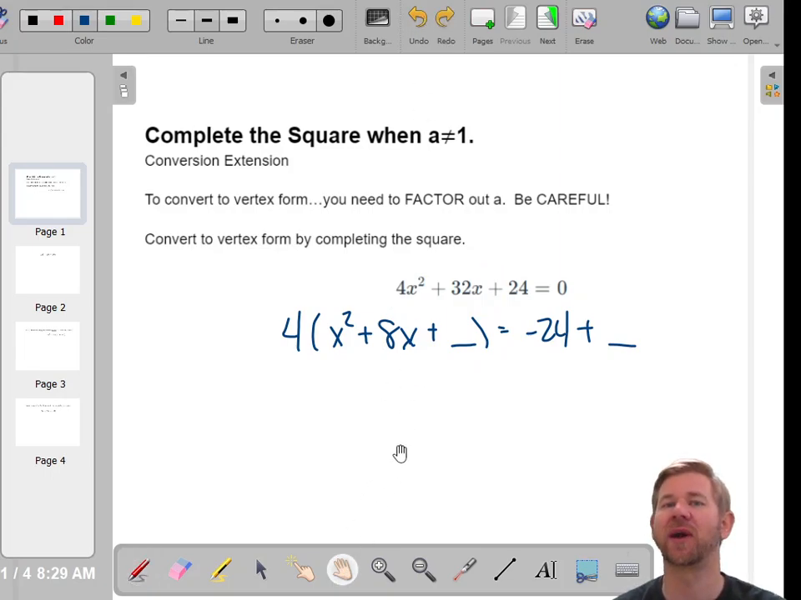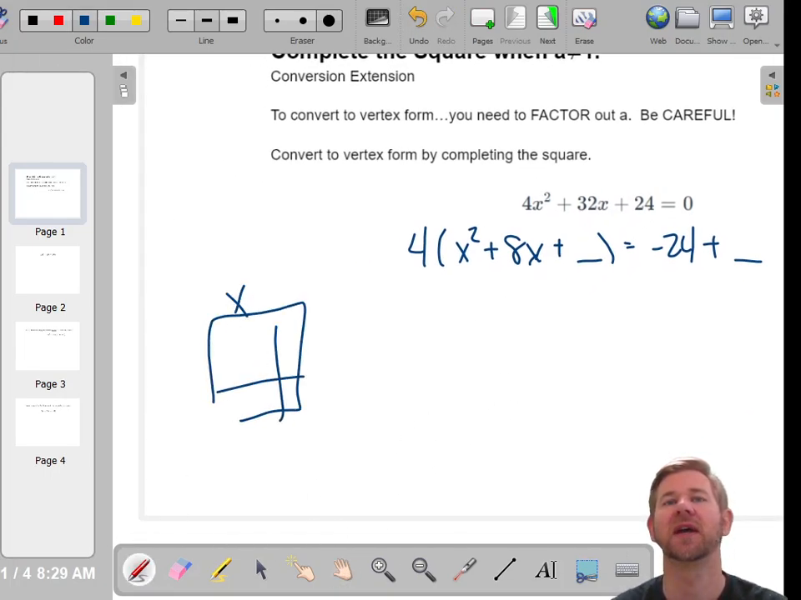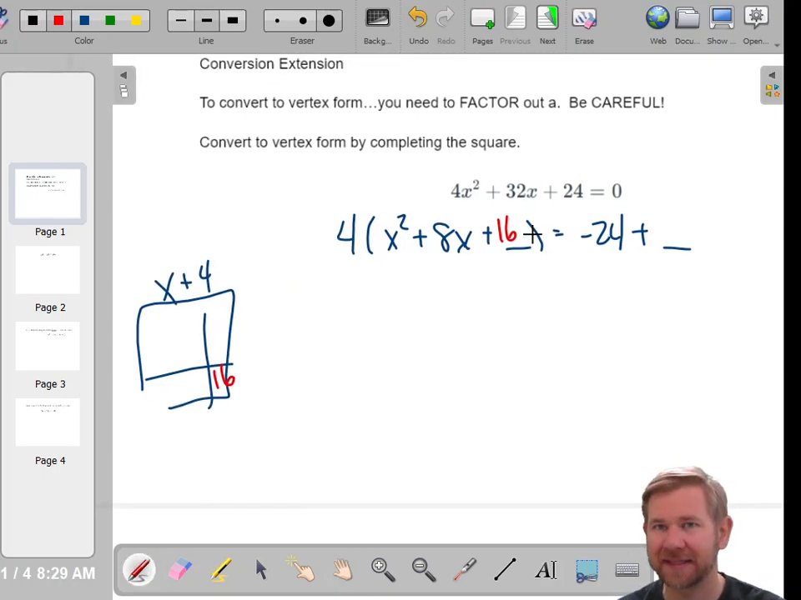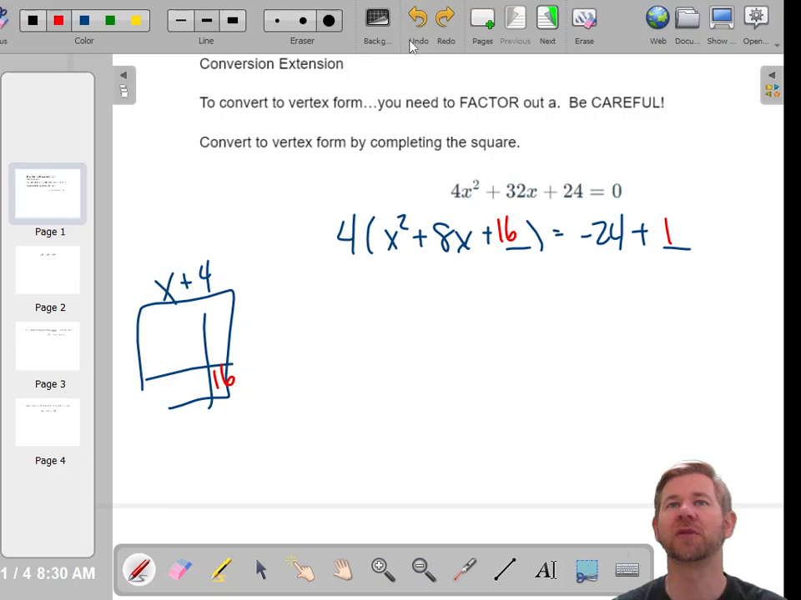And I'm going to complete the square, but you've got to be really careful when you do this. I'm still going to draw the picture, x plus 4, and I know I'm going to add 16 right here. But what it's not is 16 over here. You're completing this perfect square to make that 16, but it's not really 16 on this side of the equation. It's really 4 times 16. So when you add 4 times 16 on this side, you're actually adding 64.